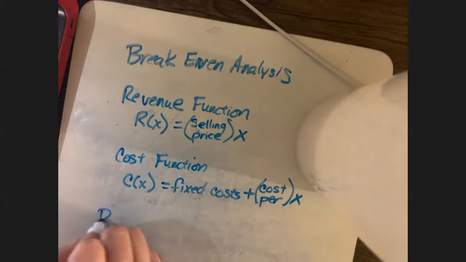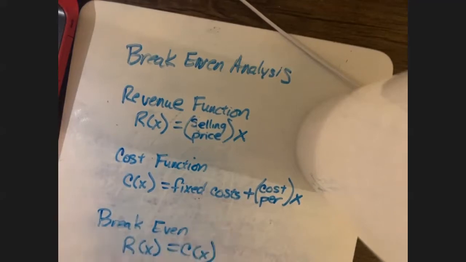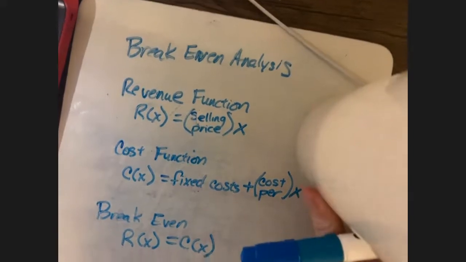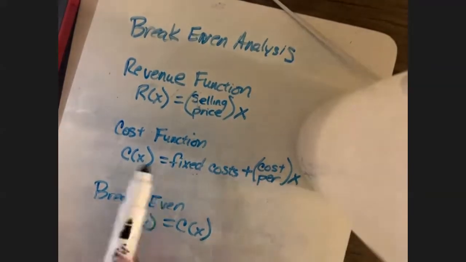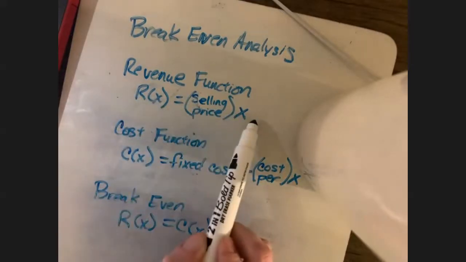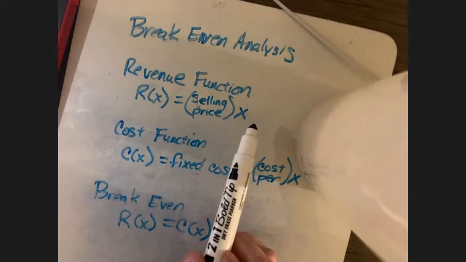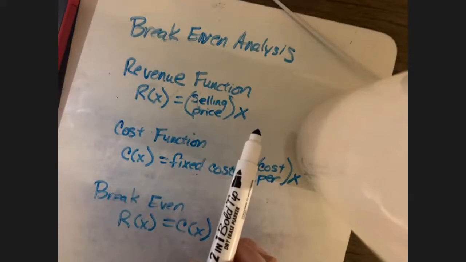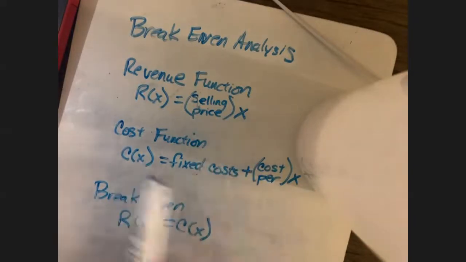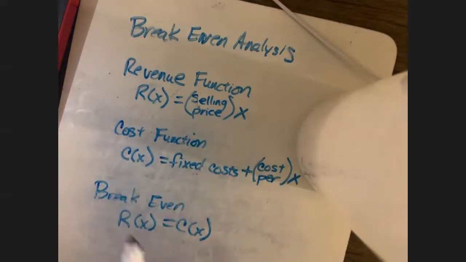Now, break even is when R of X equals C of X. This is when the amount of money that I have spent is the same amount of money that I brought in. So right now, to me, that just means I'm at zero. I have at least made back my investment and my cost, but I'm not making money yet.